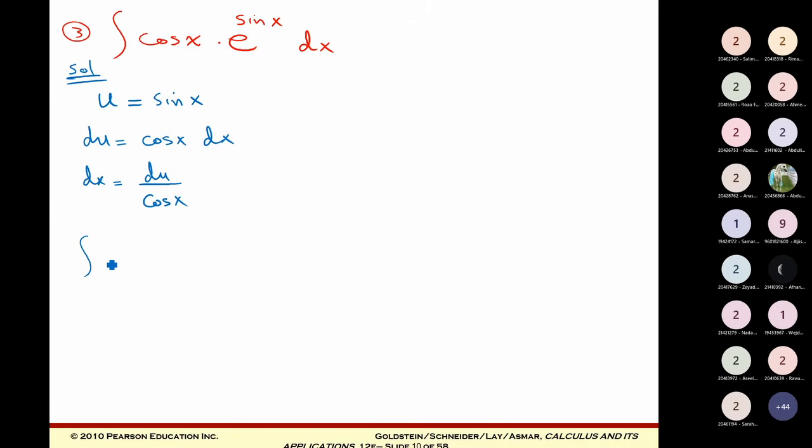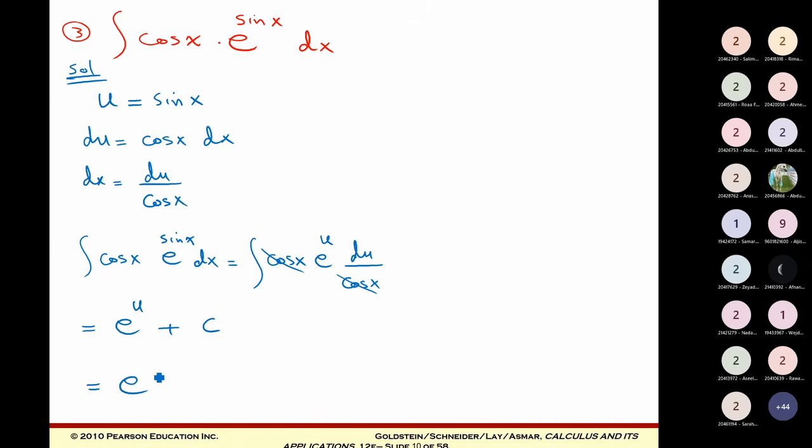Now the integral of cosine x e to the power sine x dx is equal to cosine x e to the power u and du over cosine x. Now we can remove cosine with cosine. The integration of e to the power u is the same, plus c. So this is equal to e to the power sine x plus c.